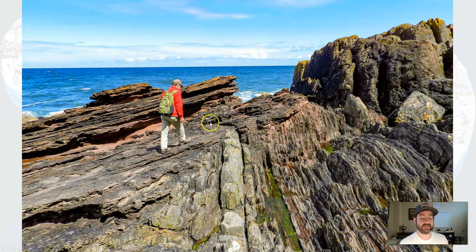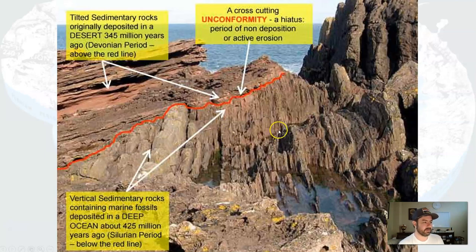So this is an example of an unconformity. So again, I like to say something weird's going on and there's missing information. So kind of looking around at this, we have these kind of tilted sedimentary rocks. The sediment for these was originally deposited in the desert 345 million years ago during the Devonian period. Above this red line, below the red line, we have these vertical sedimentary layers. Well, one, we know they were horizontal, so they've had to be kind of tilted up. And they contain marine fossils, so we know that the sediment was deposited in the deep ocean about 425 million years ago. That's during the Silurian.